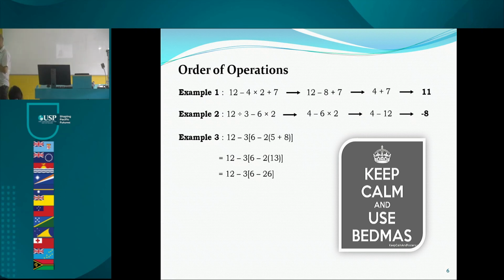Now I only have 6 and 26 inside that bracket, and only one operation. Work becomes easier. 6 take away 26 would be minus 20. And of course, outside the bracket, I have negative 3. Remember, that negative 3 has to be multiplied with the result that comes out of the brackets.